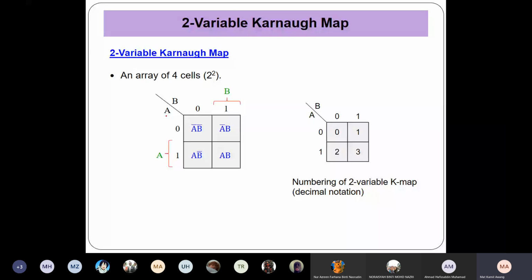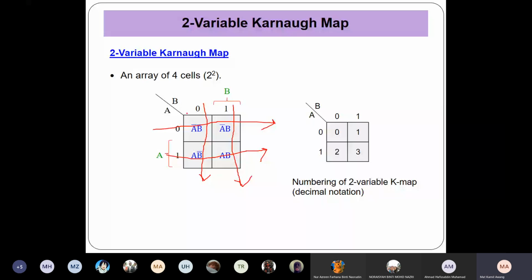Basically you put one variable here and another variable here for the two variables. So this is basically the horizontal. This column represents B equal to 0. This column represents B equal to 1. This row represents A equal to 0. This row represents A equal to 1. So row and column. One variable is in the column, another variable is in the row.